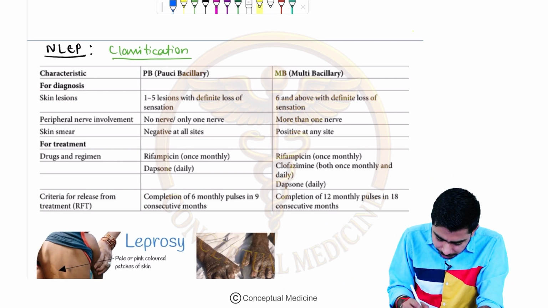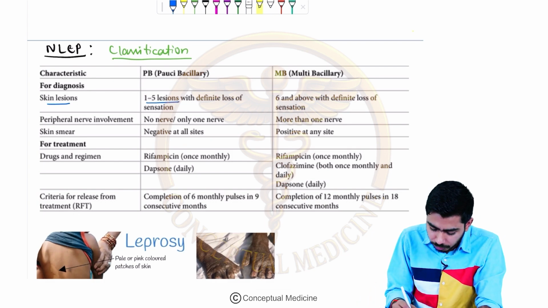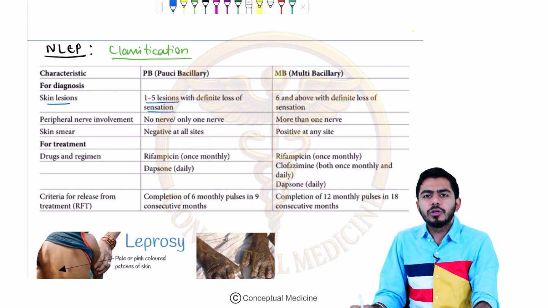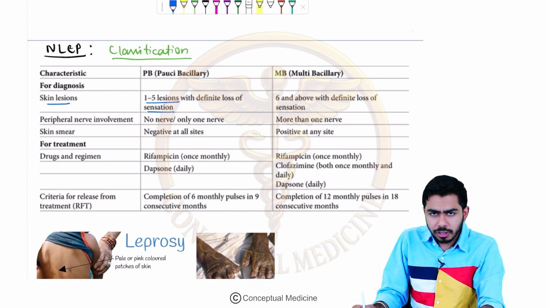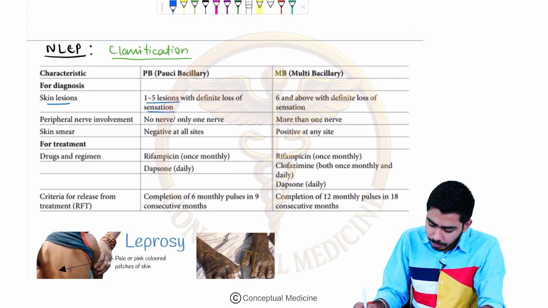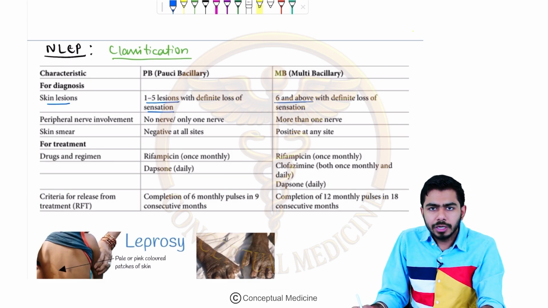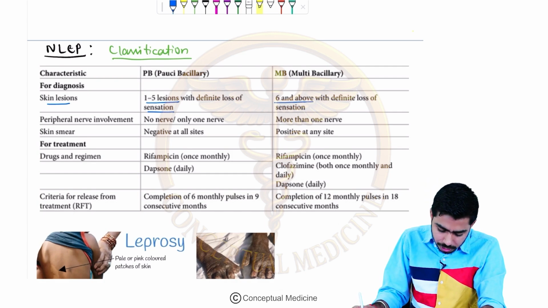If we talk about the skin lesions, if there are 1 to 5 lesions with definite loss of sensation, I told you guys that there could be loss of sensation within the lesions, right? So if 1 to 5 lesions are there, then it comes under Paucibacillary, and if there are 6 or more lesions, then it will be considered as multibacillary, right?